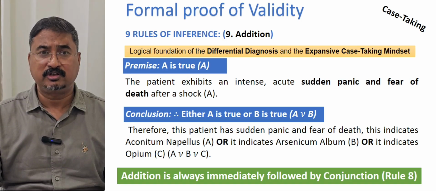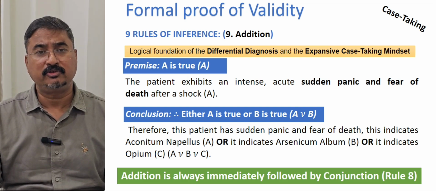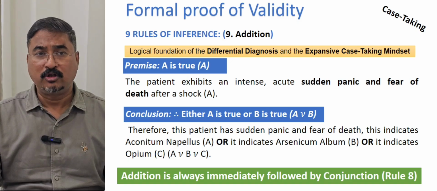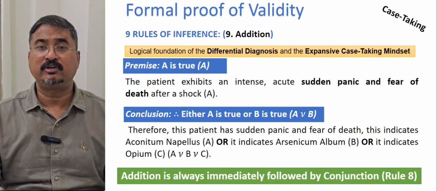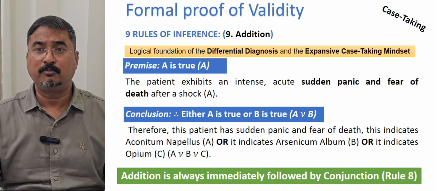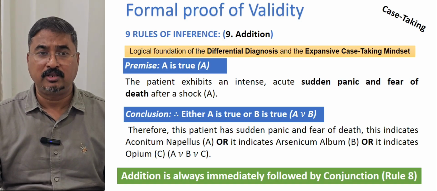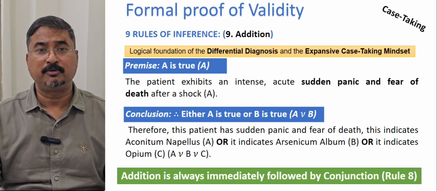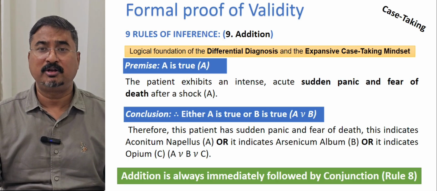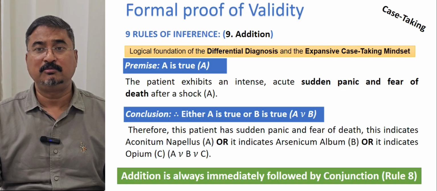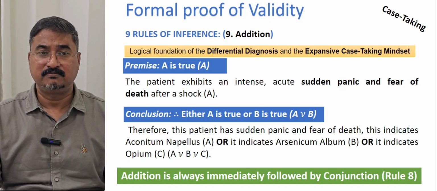Is the patient restless or motionless? Is there excessive thirst? Is the skin hot or cold? What other characteristic symptoms are present? Once these additional symptoms are collected, the homeopath applies the rule of conjunction, that is rule number 8, by combining all the confirmed findings into a complete symptom picture. This process gradually narrows the list of possible remedies until the single simillimum can be identified.